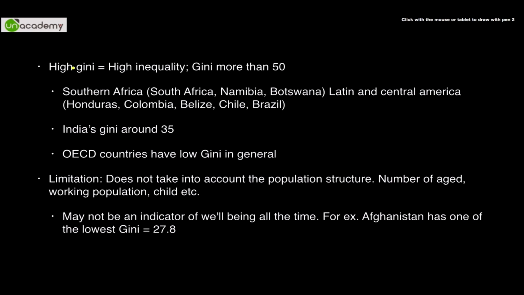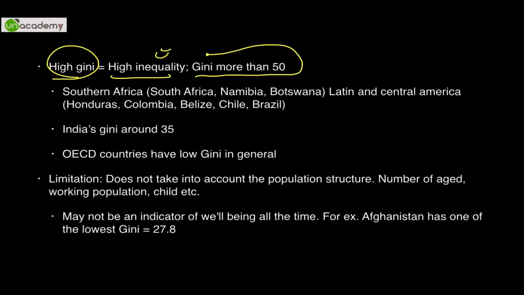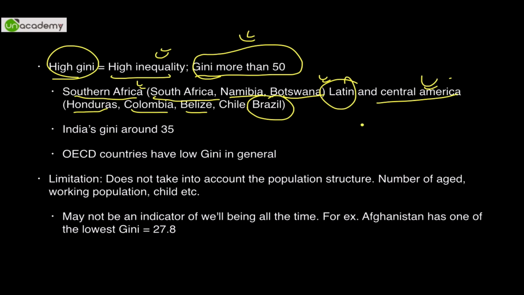So what are the implications of Gini? High Gini means high inequality, as I have already spoken. Gini more than 50 is considered high inequality. It is seen in the case of Southern Africa, especially South Africa. It is one of the most unequal nations on planet Earth. Namibia, Botswana, etc. Then Latin and Central America are also highly unequal. Honduras, Colombia, Belize. Brazil is a highly unequal country. It has Gini ranging around 0.6.